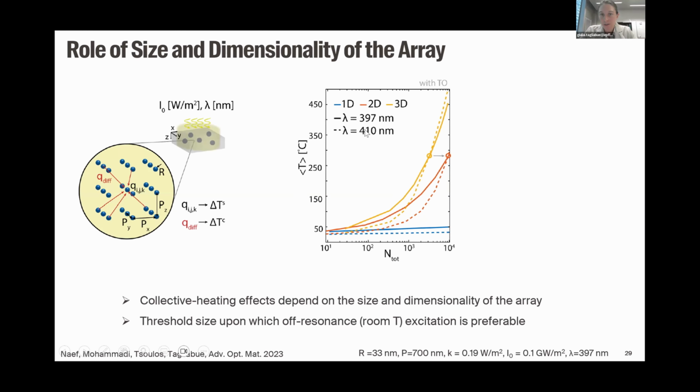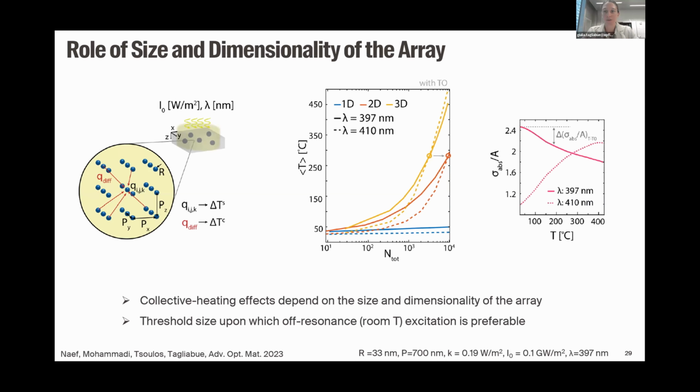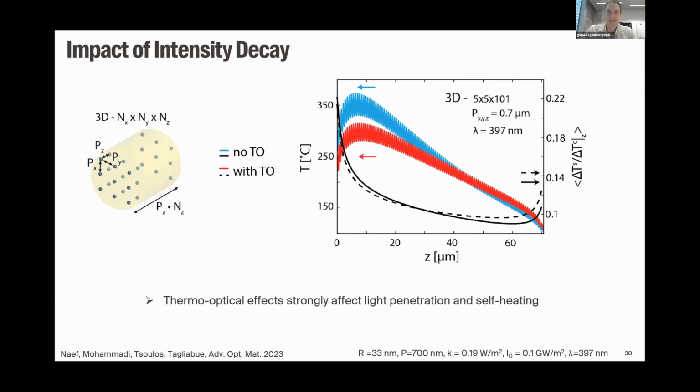And now, if we consider two different illumination wavelengths, one on resonance and one initially on the right of the resonance, there is going to be a certain number of particles after which it's convenient to switch wavelengths to continue heating the system more rapidly. So these kinds of thermo-optical interactions can lead to all kinds of different behaviors in this system.